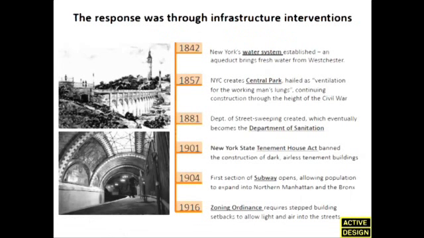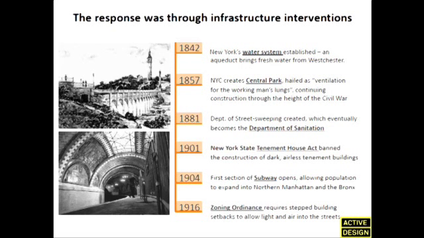And the response that we undertook in the 1800s and into the early 1900s was very much an infrastructure response. So after multiple cholera epidemics in 1842, New York City's new water supply, the Croton Aqueduct in upstate New York, was a new reservoir, and with that establishment, the cholera epidemics went away and they never came back. In 1857, Central Park was created, hailed as ventilation for the working man's lungs. So now people had a place to go where they could get fresh air and get out of their tenement buildings, which at the time had no windows in some cases.